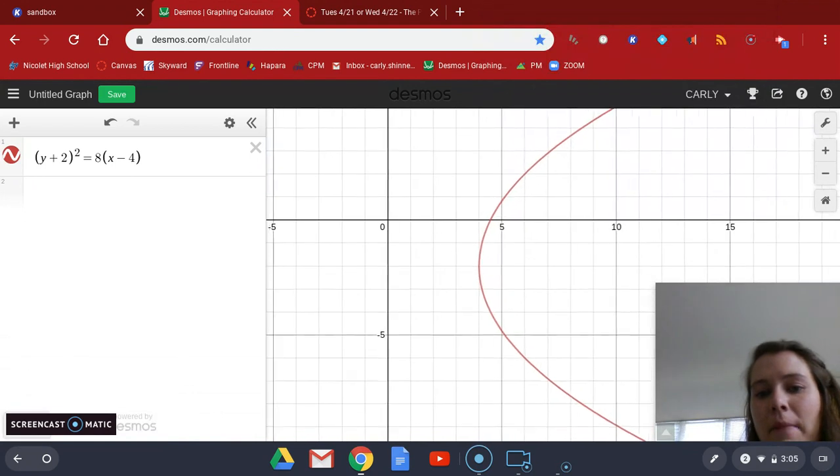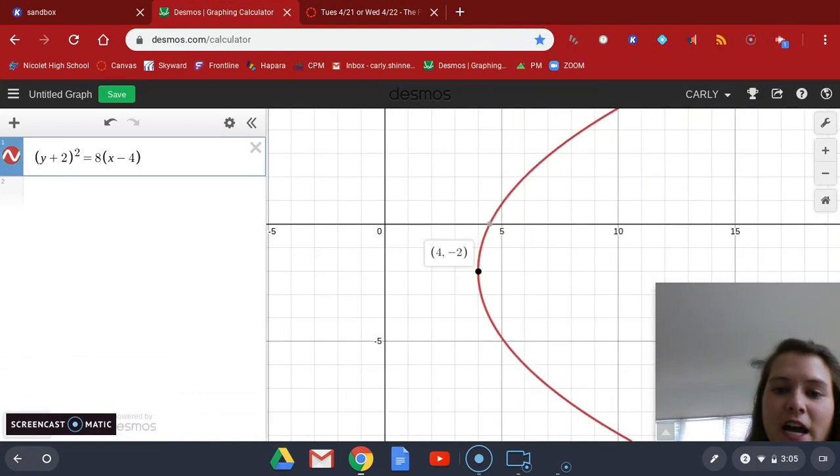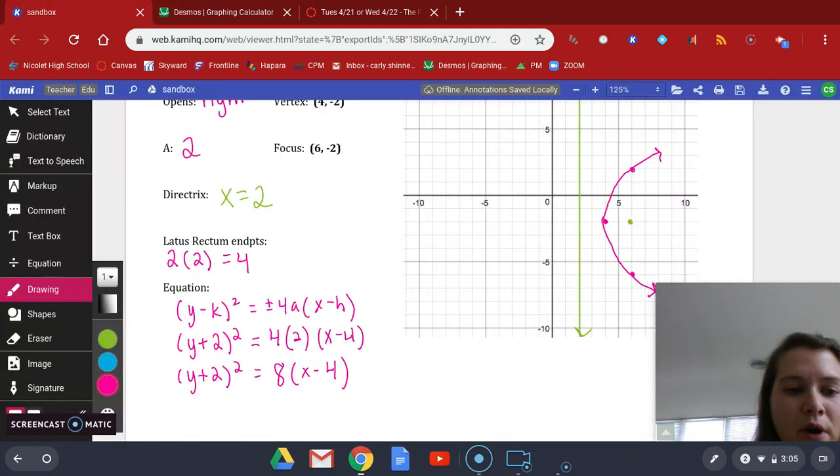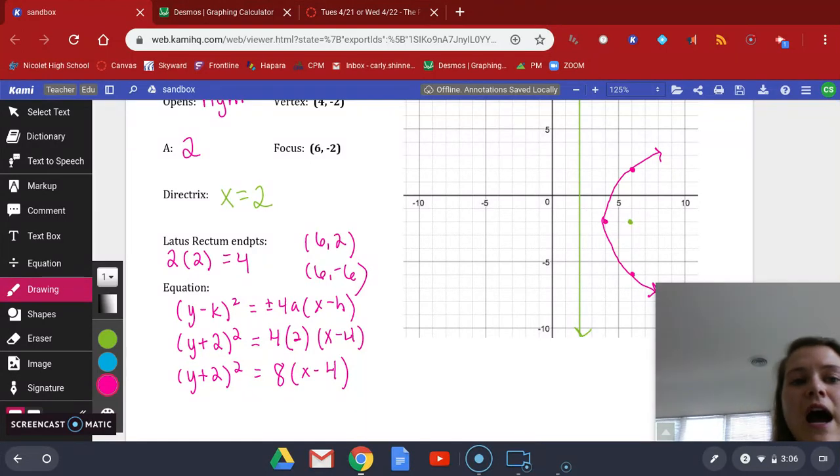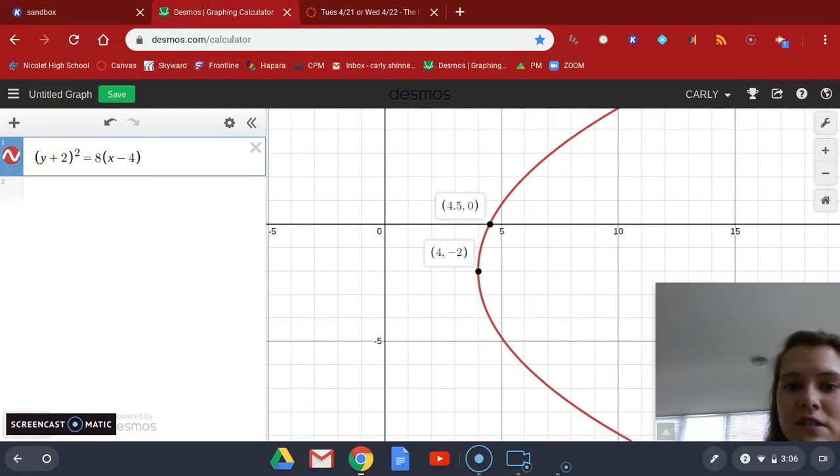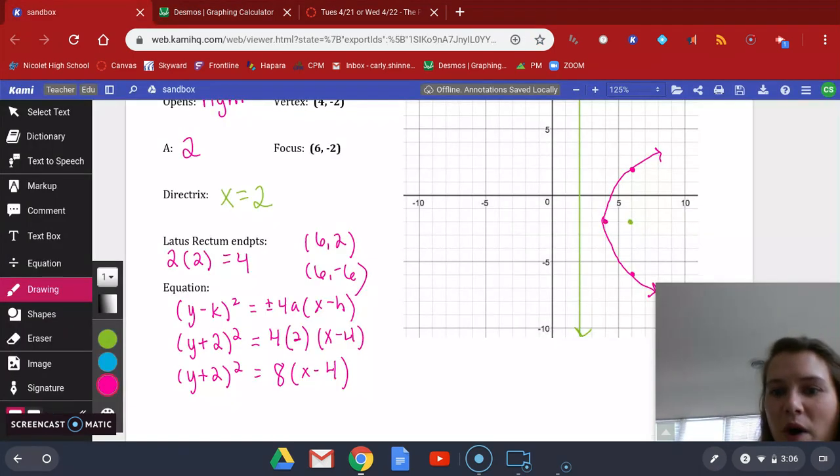So I get (y + 2) squared equals 8(x - 4). All right, so we should get a parabola opening to the right, vertex (4, -2). We can check what our latus rectum endpoints were. I didn't write them down. So that would be (6, 2), right, is up here, and then (6, -6). So we can just make sure that those are on my parabola. So (6, 2) would be right around here, yep. And then (6, -6) would be down here. So it looks like this parabola matches the one that we created, and we are good to go.